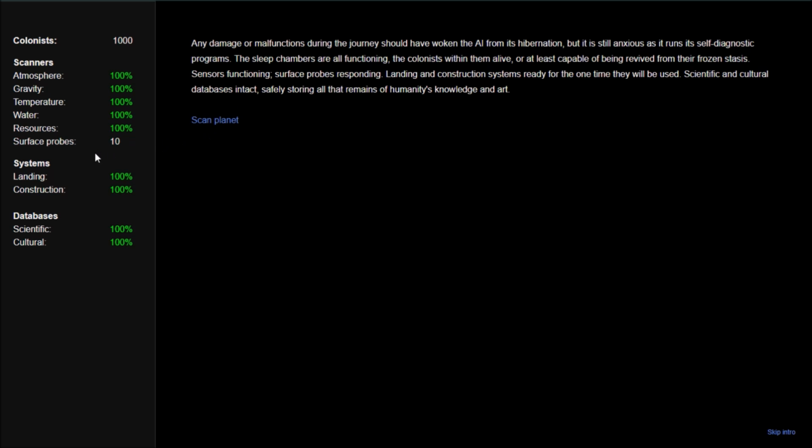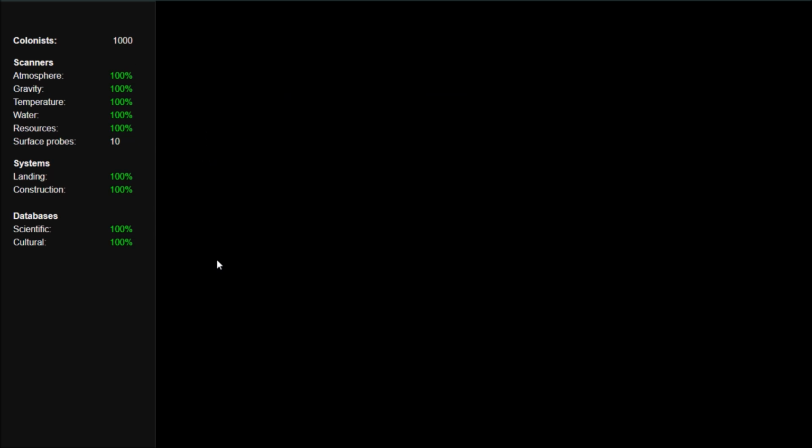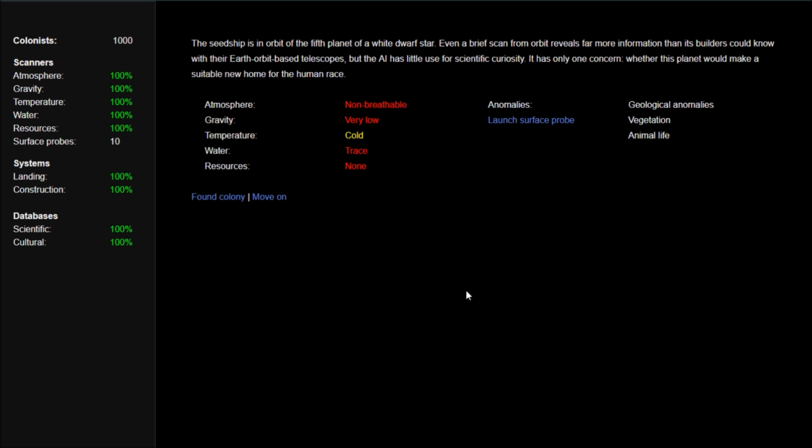Let's see how the systems are looking. We have 10 probes sitting here in our ship. Everything's working at optimum thrusters. We've got 1,000 folks in here. We are at a planet in orbit of the fifth planet of a white dwarf star.